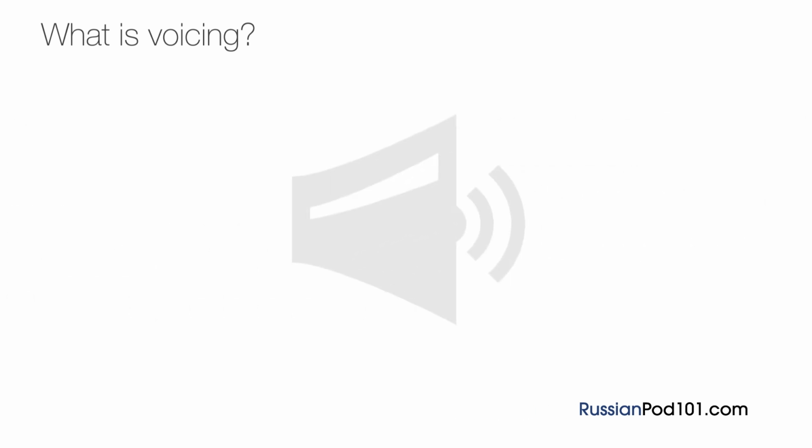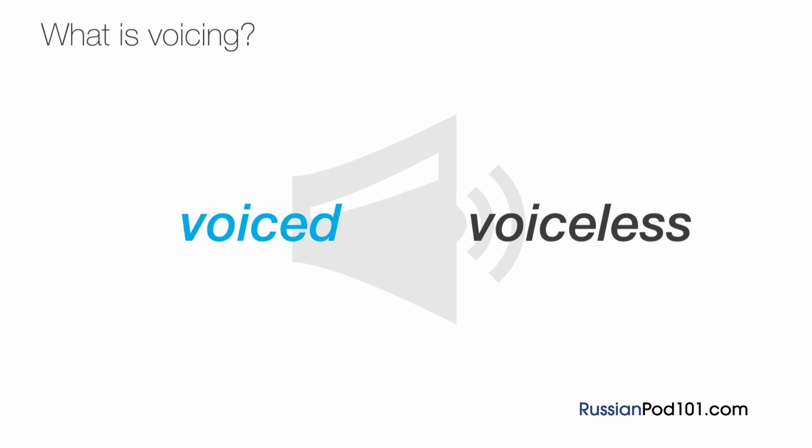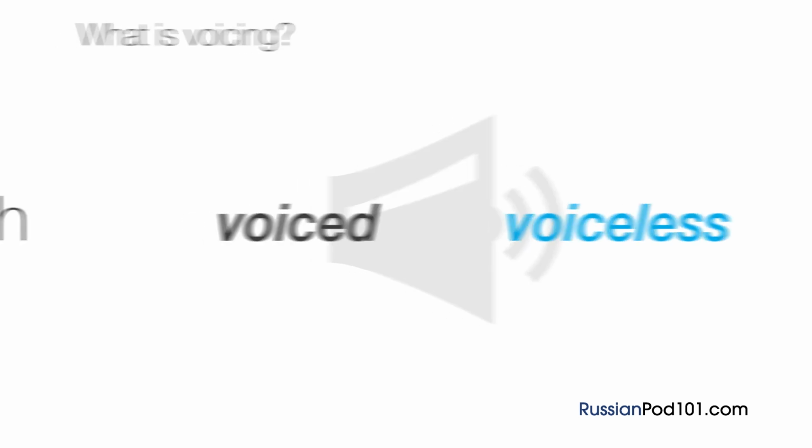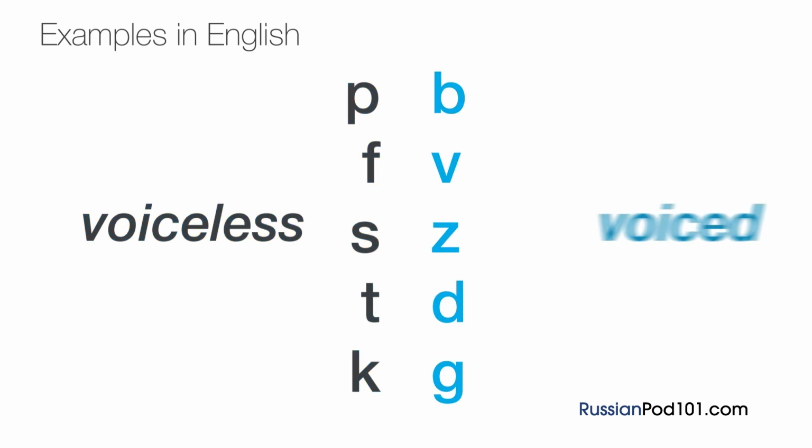A sound can be categorized into two classifications, voiced or voiceless. A voiced sound is one in which the vocal cords vibrate. A voiceless sound is one in which the vocal cords do not vibrate. Consider these English sounds. Did you know that a relationship exists between these pairs of sounds? P, b, f, v, s, z, t, d, k, g. Each pair differs only in their voicing. All the sounds on the left side are voiceless, while all the sounds on the right are voiced.